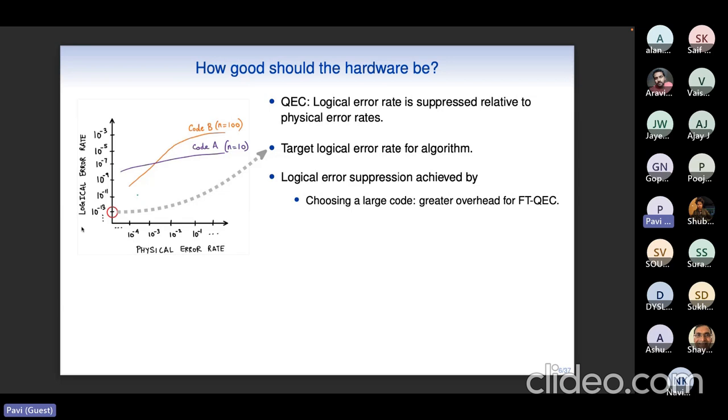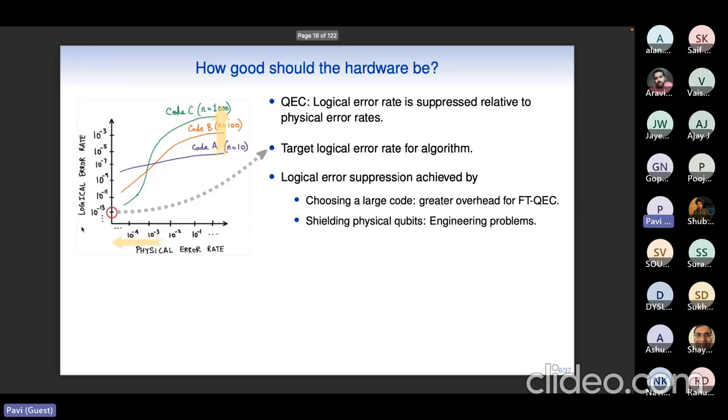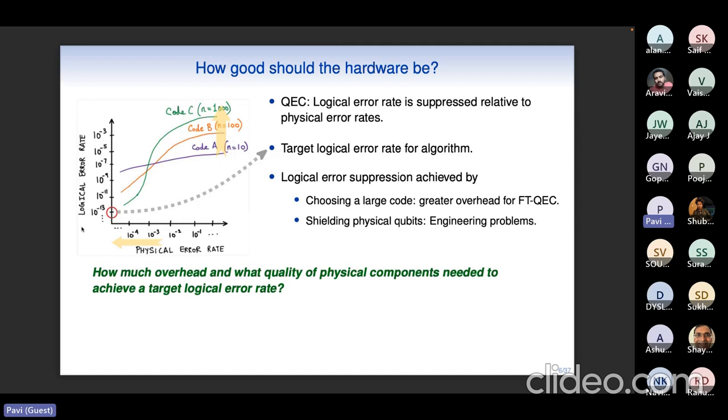Now the question is, we really want it better and better. In particular, we want to achieve some target that is demanded by some application. So the error correction theory also guarantees that you can pack in more and more physical qubits to represent a logical qubit to get better and better error suppression. Now, the natural question that follows is that if I have a target, how much overhead do I need? How many physical qubits should I use to represent one logical qubit? And for that overhead, what quality of physical components do I need? What quality of engineering do I need to achieve to have these physical qubits, to have the physical gates?